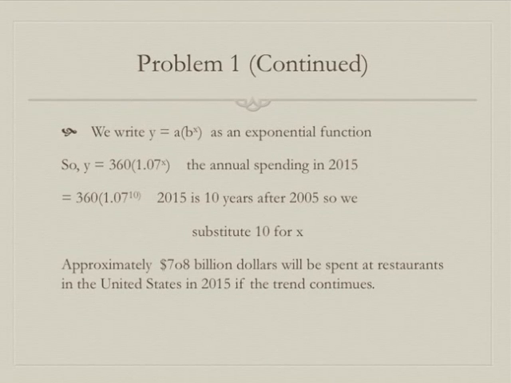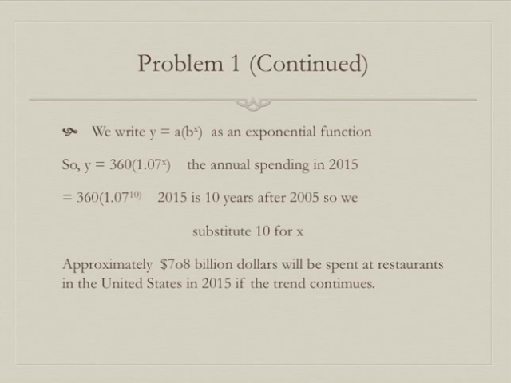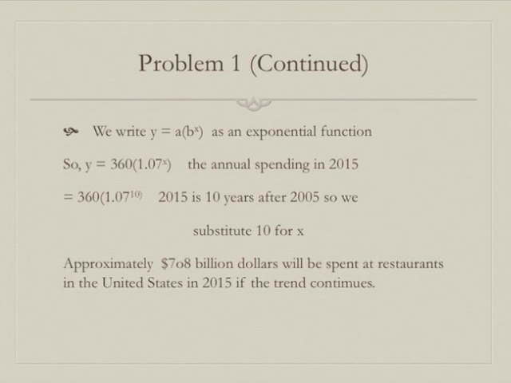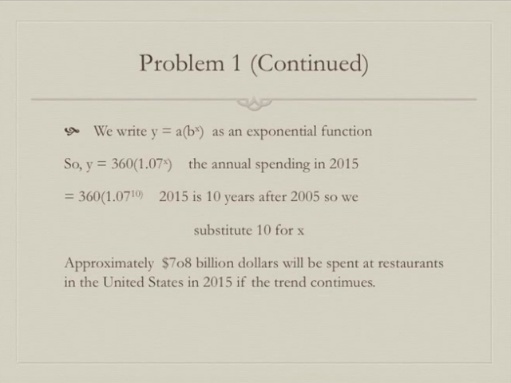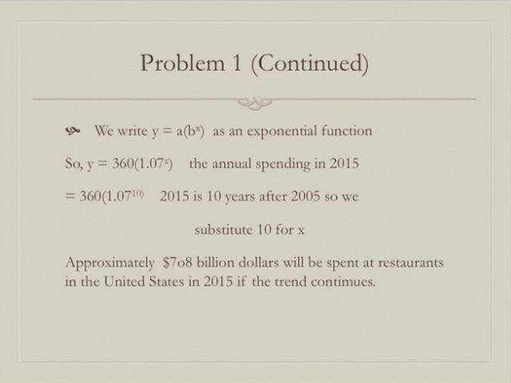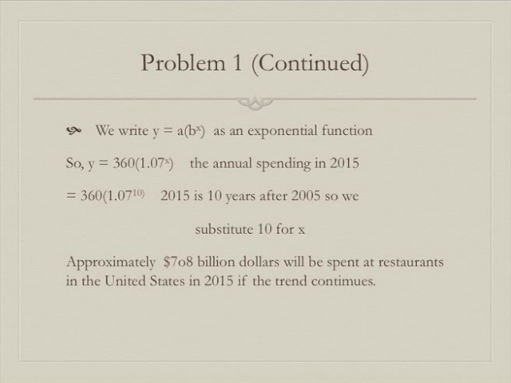So we write y equals 360 times 1.07 raised to the x, which is the annual spending. In 2015, since 2015 is 10 years from 2005, we substitute 10 for x and we get 360 times 1.07 raised to the 10th power. And our answer is approximately $708 billion will be spent at restaurants in the United States in 2015 if the trend continues.